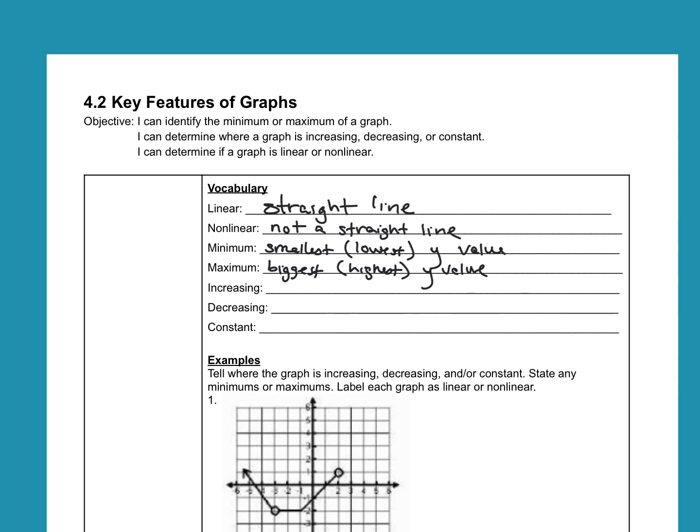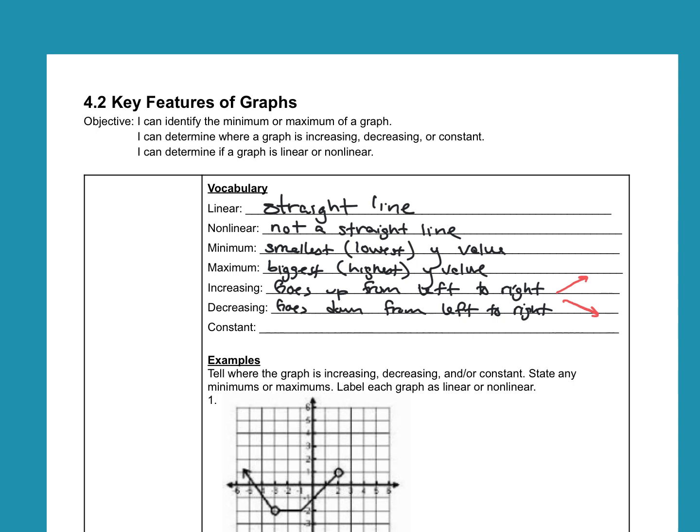And then we need to be able to tell if a graph is increasing or decreasing. And we're going to do this by looking at a graph like we would read, going left to right. So from left to right, it goes up if it's increasing. So it goes up from left to right. And it's decreasing if it goes down from left to right. So increasing would look like this. It's going up from left to right. Decreasing would be going down from left to right.